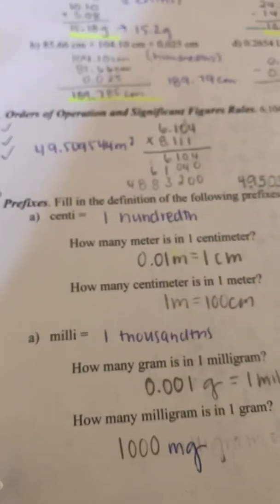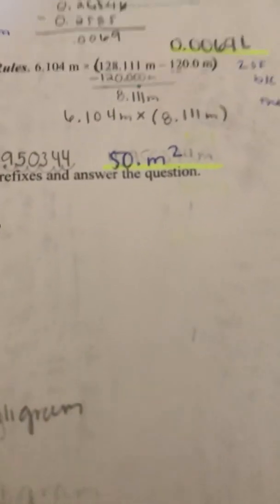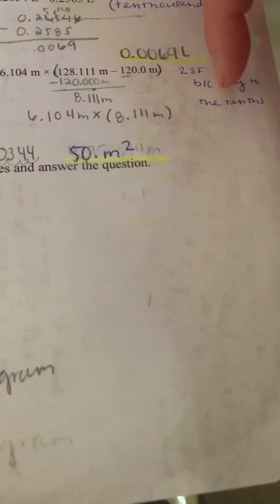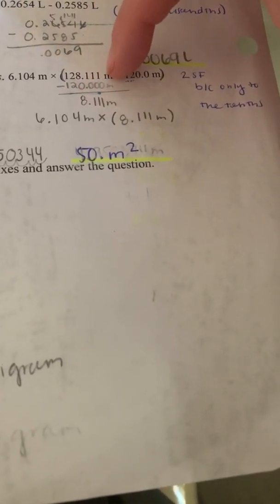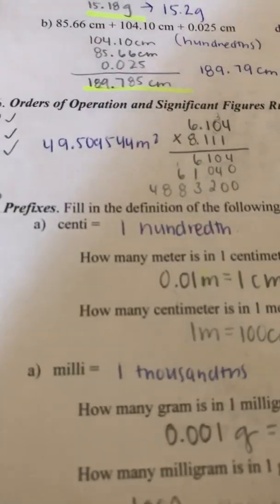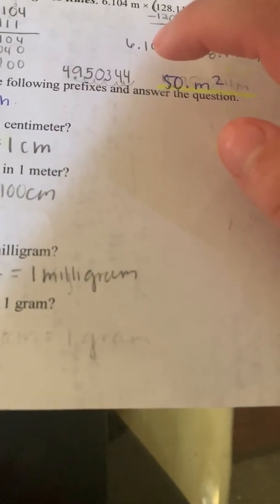Okay, order of operations and sig figs rules. Right here, same thing. You do your significant figures: 1, 2, 3, 4. 1, 2, 3, 4, 5, 6. Since this one's only to the tenth place, and these ones have more, I know I only have 2 sig figs here. You don't count these. You can also refer back to the book if you don't understand this, and you apply your rules of sig figs with your order of operations. And I got 50, because when I put it into my calculator with all my work, I got 49.50344.